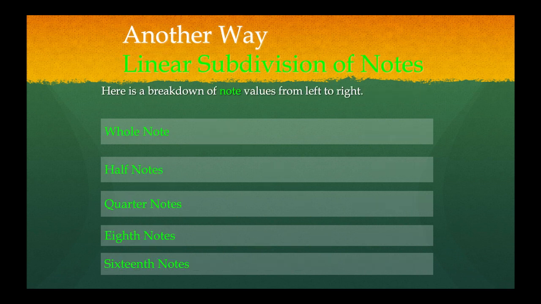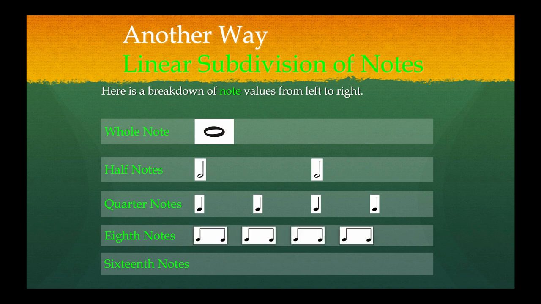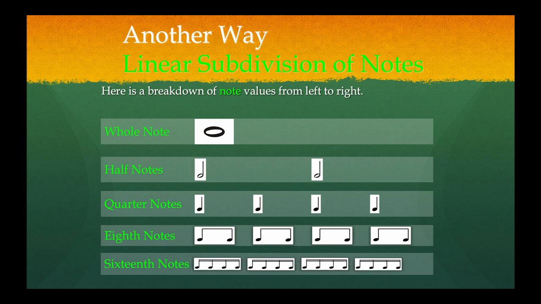Here's another way to look at it. This is a linear subdivision of the notes. So it's a breakdown of the note values from left to right. We start with our whole note, and now we can see left to right what it would look like when it splits into 2 half notes. Each half note subdivides into 2 quarter notes. The quarter notes subdivide into eighth notes, and the eighth notes subdivide into 16th notes.